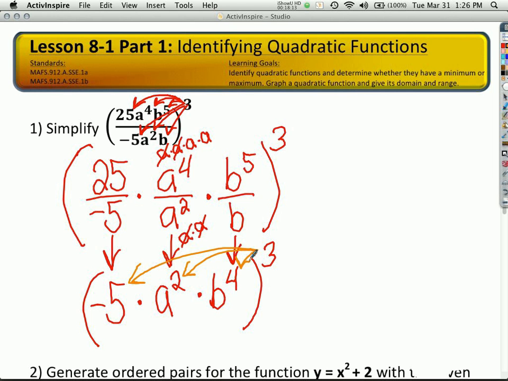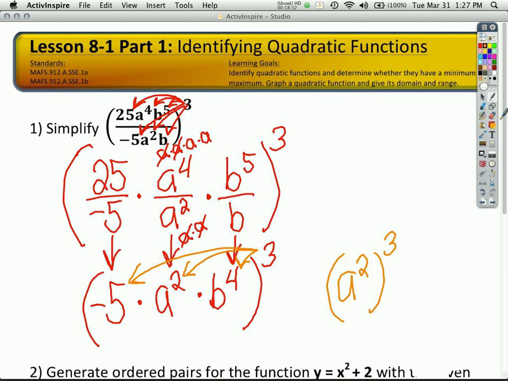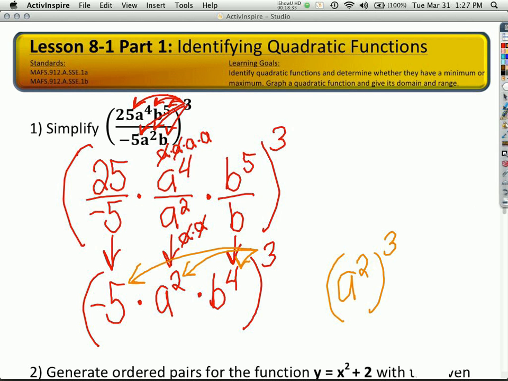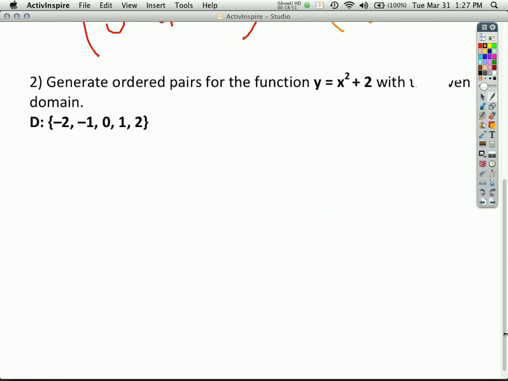Someone remind us, power of a power, what do you do with the exponents? Can you multiply? Power of a power, a to the 2nd to the 3rd, that's a to the 6th. Any questions or comments on number 1? So there's a bunch of review in here. There's a whole bunch of different properties happening at the same time. In fact, that constitutes about half a chapter right there. Any questions about that? Good. Let's talk about part number 2 very quickly.